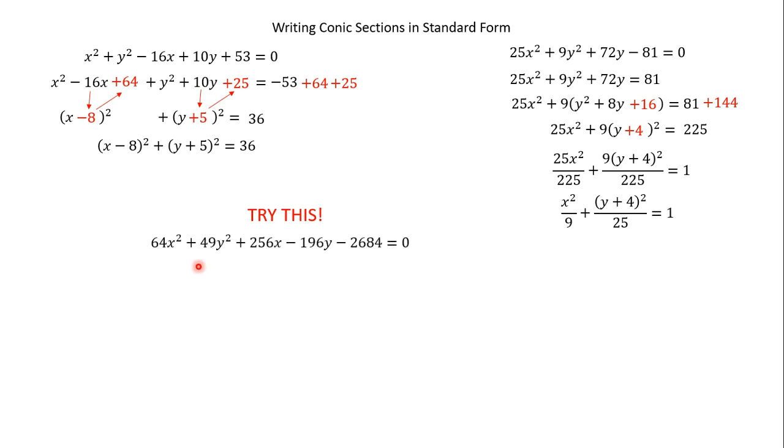Let's do 64x squared plus 49y squared plus 256x minus 196y minus 2684 equals 0. So think about what kind of conic section you should be getting based on this stuff. It's going to be a lot like this, except you're going to have to do it with the y's and with the x's. So you're going to get a practice completing the square twice here. Anyway, pause it and come back when you're done.